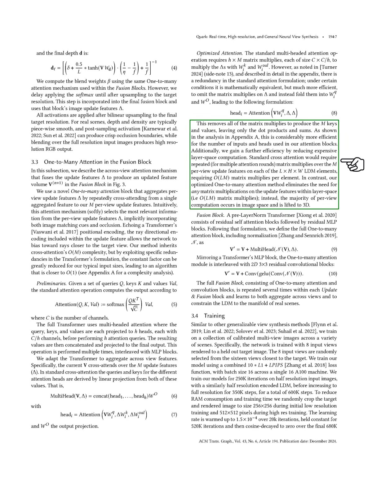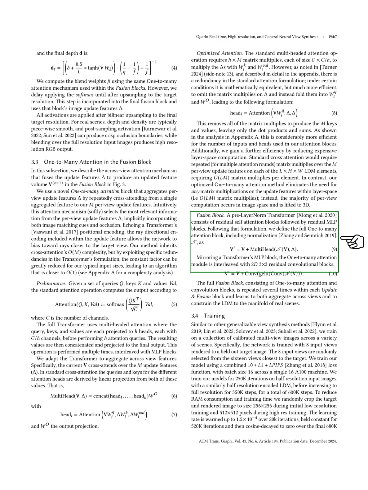Section: Fusion Block. In this section, we describe the fusion block, which is part of our pre-layer norm transformer. This transformer includes residual self-attention blocks followed by residual MLP blocks. We define the one-to-many attention block, which incorporates normalization, and it mirrors the MLP block of the transformer. This one-to-many attention module is combined with residual convolutional blocks. The complete fusion block, which includes both the one-to-many attention and convolution blocks, is repeated multiple times within each update and fusion block. This design helps us aggregate information across different views and keeps the LDM aligned with real scene structures.